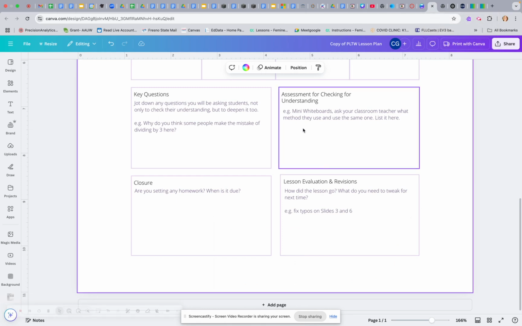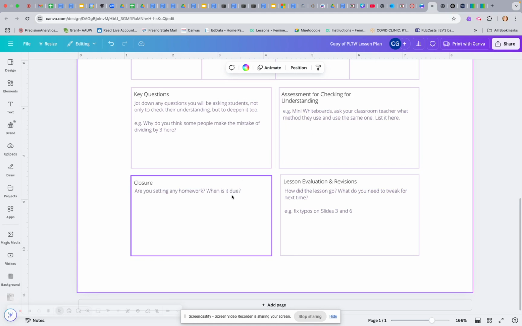And then how are you checking for understanding throughout the lesson? Walking around and talking to the groups? Are you asking them to write down something and share it with you? So this again is something that we could talk more about, but every lesson, no matter how short it is, teachers are always checking for understanding.